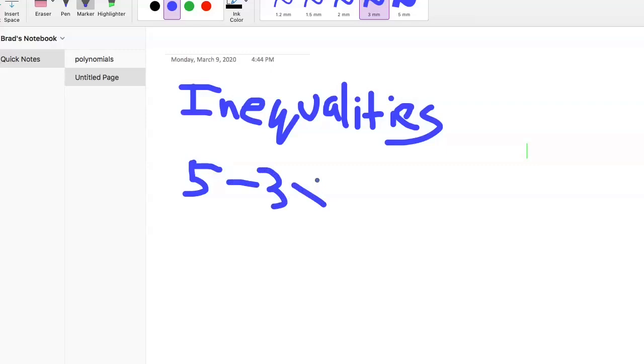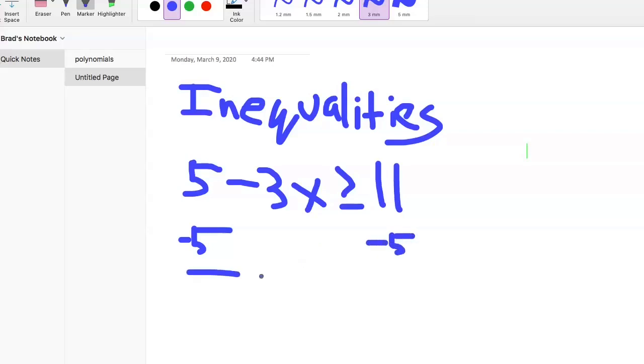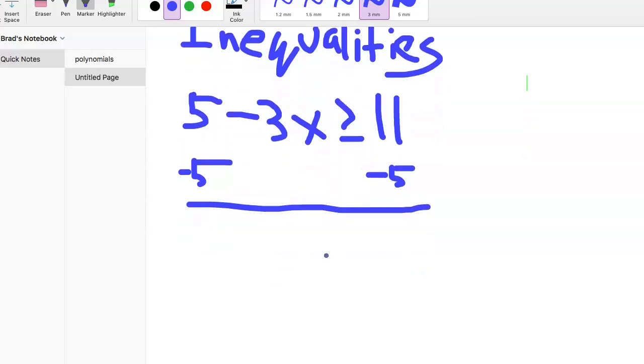Okay, we've got 5 minus 3x greater than or equal to 11. So remember, our first step is to get that negative 3x by itself. So we'll subtract 5 from both sides. Whatever you do to one side of an equation, you have to do to the other. It's pretty much always true. And then we're left with negative 3x is greater than or equal to 11 minus 5, which is 6.